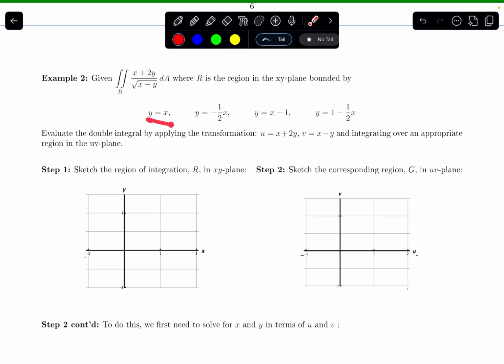So, okay, all 4 of these are lines. So y equals x has a slope of 1, and it goes through the origin.